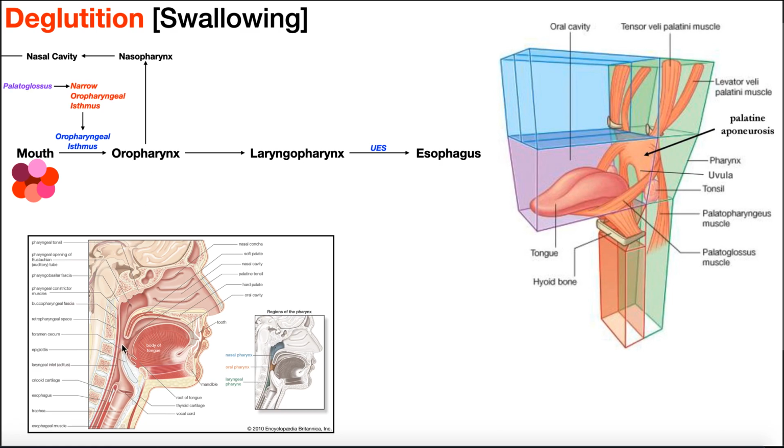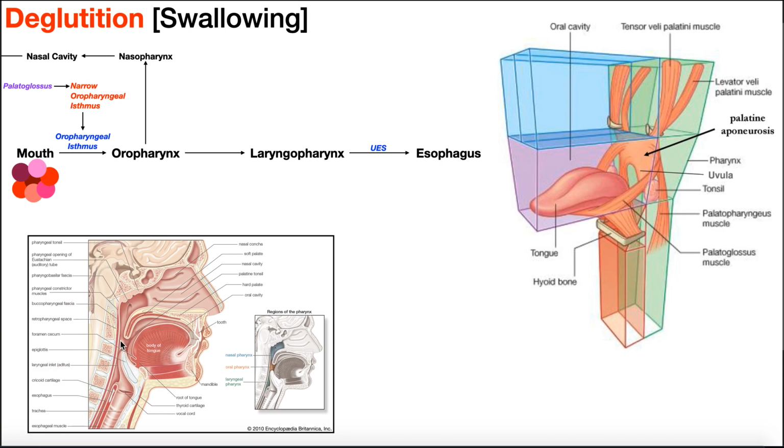Now once that bolus of food is in the oropharynx, we don't want the food to go back into the oral cavity. We want it to be unidirectional from the oral cavity into the oropharynx, but not the reverse. And so one of the things that has to happen during swallowing is narrowing, essentially closure of that oropharyngeal isthmus. And this is facilitated in part by a muscle called the palatoglossus, which is associated with the palate. We're going to be covering that in the next video.